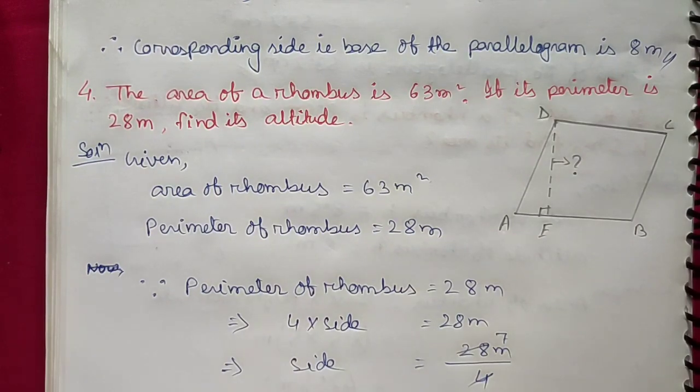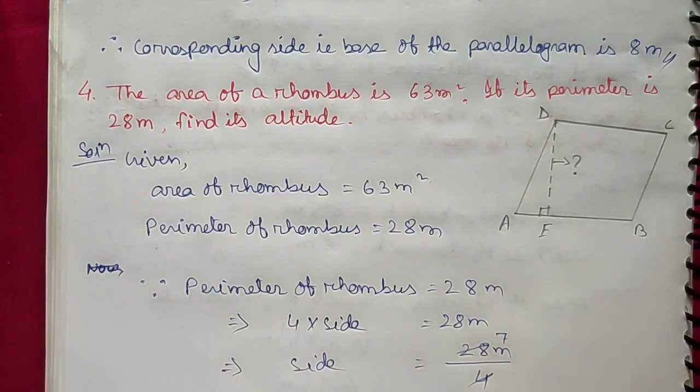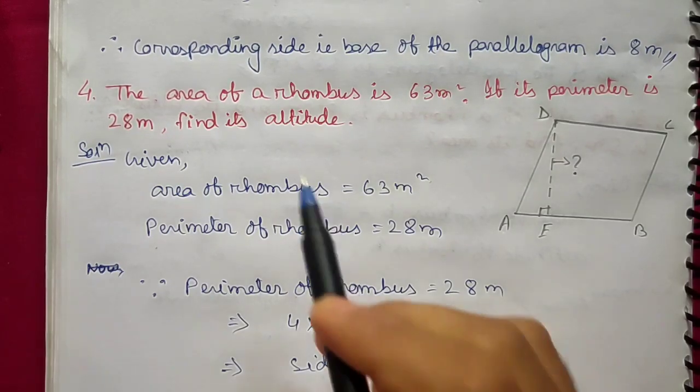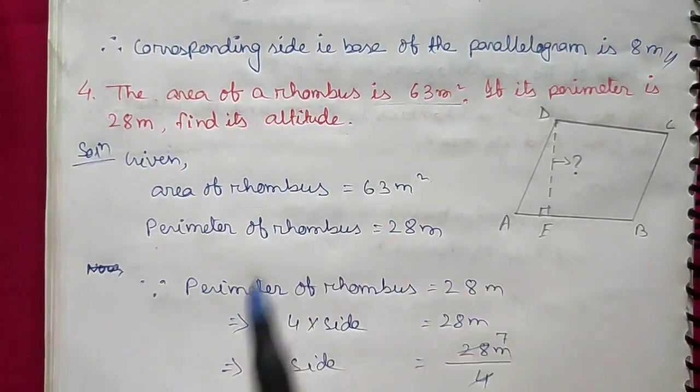Now look, since a rhombus is a type of square in which all the sides are equal, its perimeter will also be equal to the perimeter of a square, that is 4 into side. Now, if we know its side and we have its area, can we find its altitude? Yes. From the perimeter, can we find the side of the rhombus? Yes, we can definitely find it. Then if we find the side, from its area we can easily find its altitude. So let's begin.